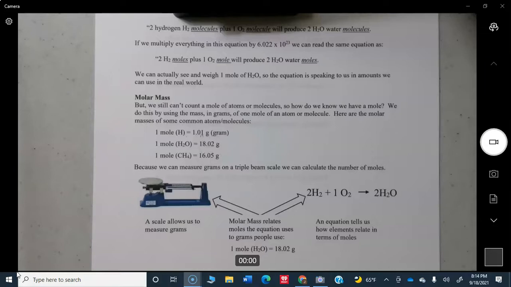Because we can measure grams on a triple beam scale, we can calculate the number of moles. So the scale allows us to measure grams. Over here we have the chemical equation, which gives us relationships between numbers of these molecules. And the translator that gets us from grams to moles, or from moles back to grams, is called the molar mass. That relates the moles the equation uses to the grams that people use. So here's the molar mass for water. We can weigh 18.02 grams on the scale and know that we have exactly 1 mole of water.